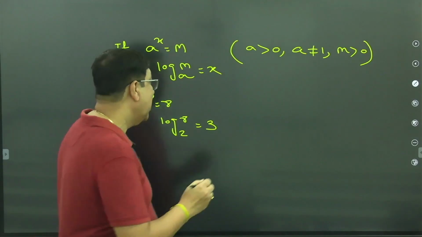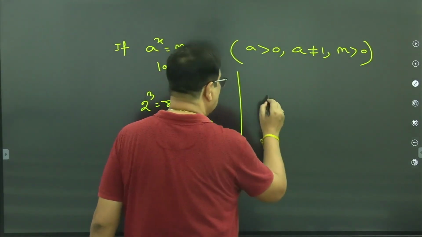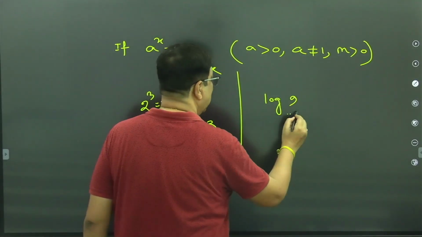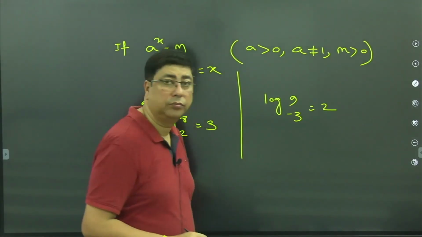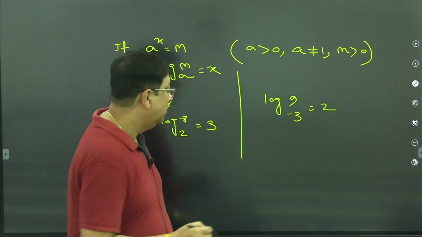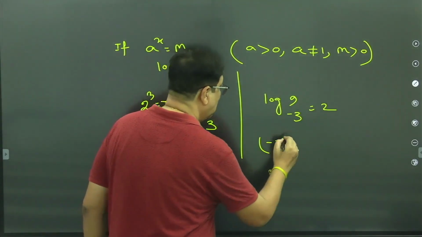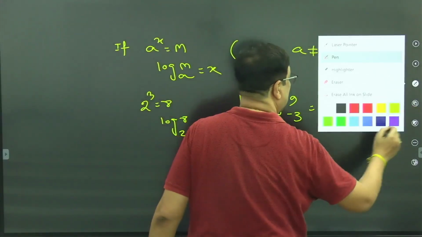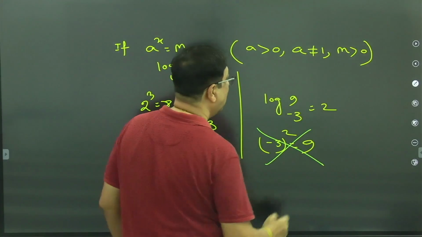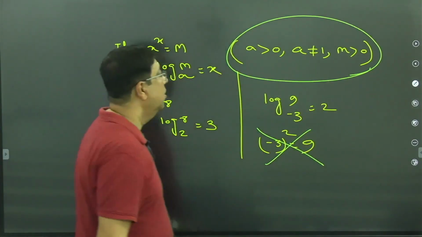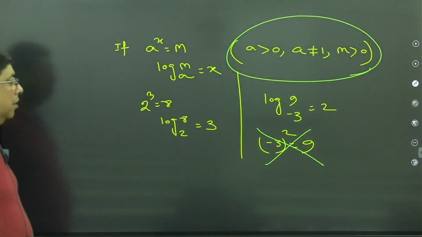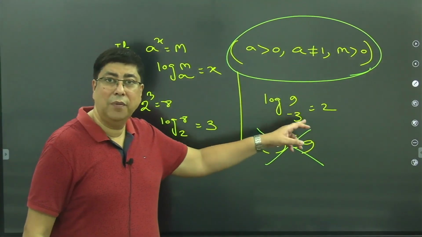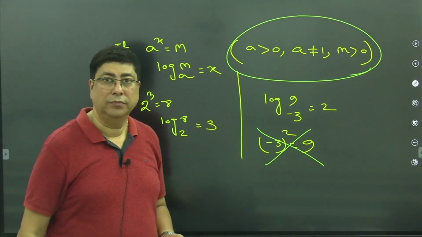So you can say, log of 9 base minus 3 equals 2. This also we can say, because minus 3 to the power 2 equals 9. But everybody, we cannot tell like this, because it is not allowed according to the definition of the log. The base is a positive quantity, so the base cannot be negative. Even the base is not equal to 1.